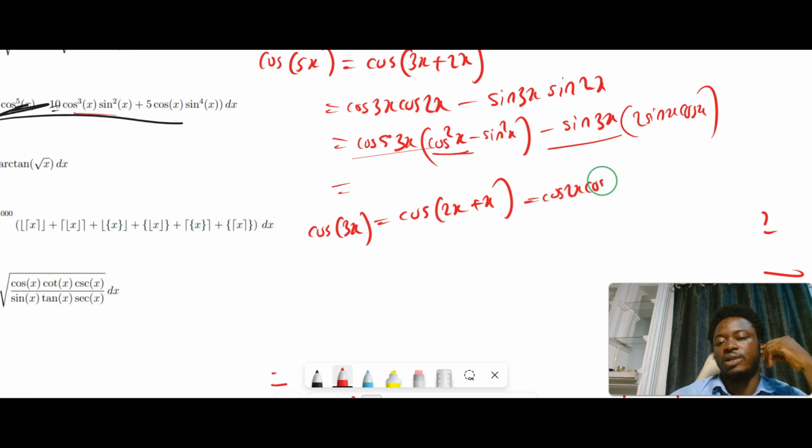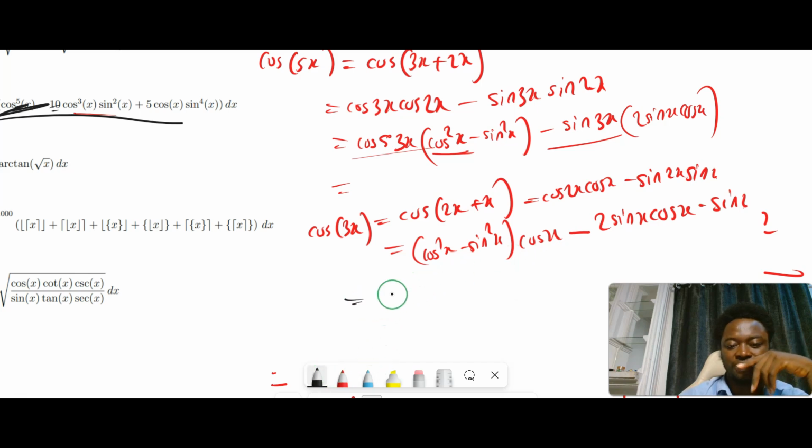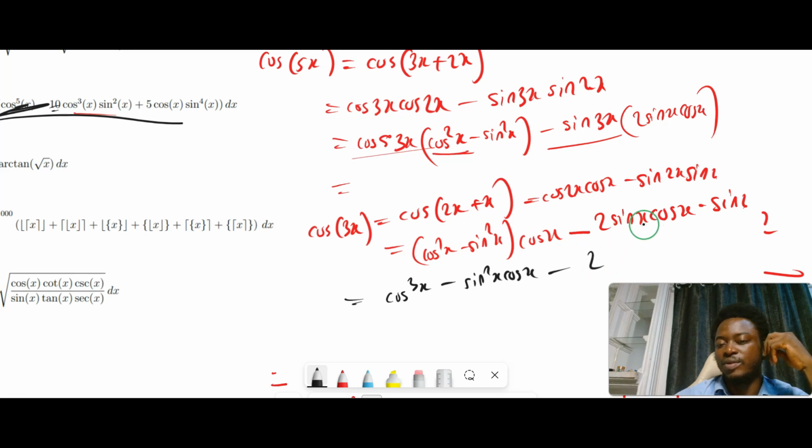cosine of 2x cosine x minus sine of 2x sine x, which is, cosine of 2x is cosine squared x minus sine squared x times cosine of x, minus sine of 2x is 2 sine x cos x times sine of x. So when all is said and done, this is cosine cube x minus sine squared x cosine of x minus 2 sine squared x cosine of x.